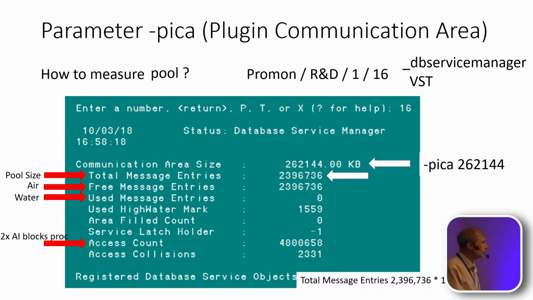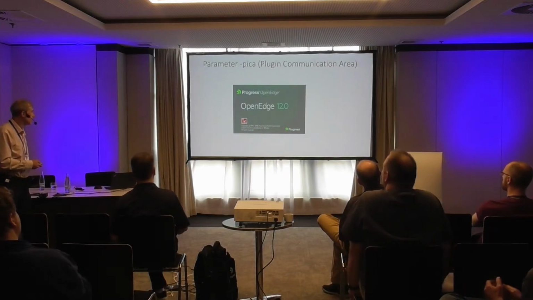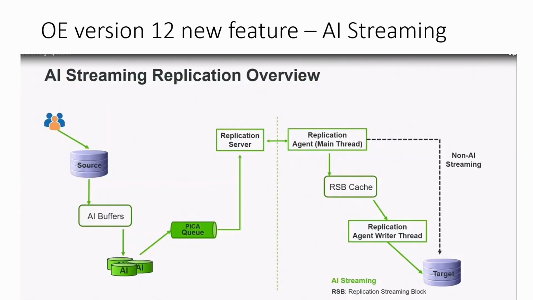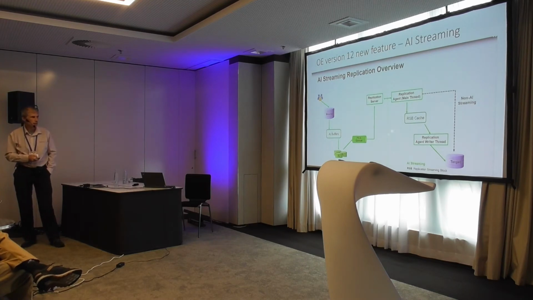And you can get the same data if you use this VST. What version 12 brings in is that it has a different process now. Version 11 basically goes like that. It doesn't use AI streaming. In version 12, you can use AI streaming, and this basically alleviates the problem with the pica, because now the changes are stored not on the source, they're stored here on the target.